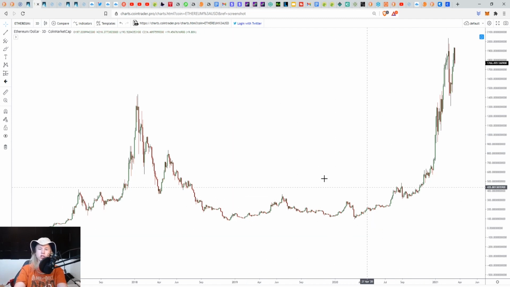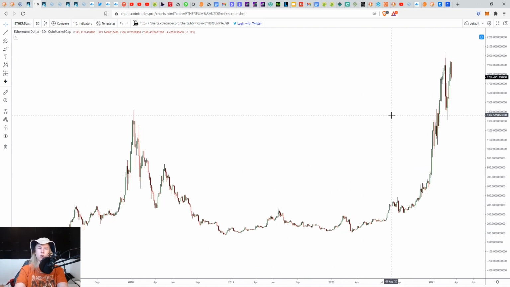Whereas Ethereum chilled here in this trend, in this channel for like 2 years, 2.5 years. And then when it went up, it just went vertical. This is the way that some of these cycles are going to play out. And you just have to do your own due diligence. And if you don't know, simply prepare for both.